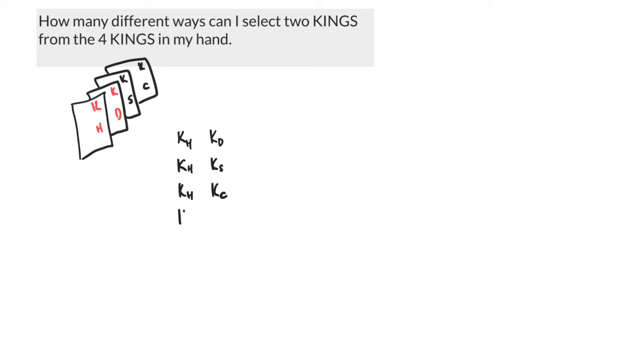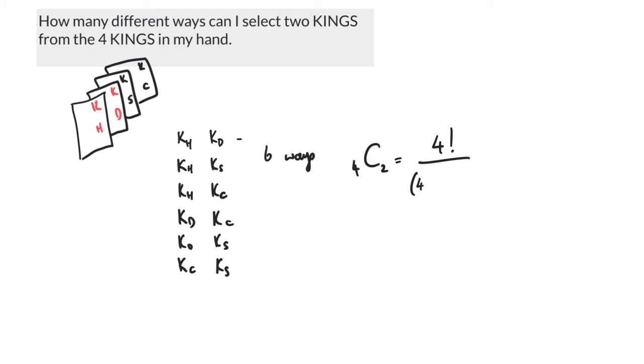What I can't do now is choose the king of diamonds and king of hearts because I've already got that here. So it's king of clubs and king of diamonds, king of spades. And the last one is the king of clubs, king of spades. So quite clearly there's six ways. And with the combinations, it's just going to be equal to 4 choose 2, which is 4 factorial divided by (4 minus 2) factorial times 2 factorial. So it's 4 factorial over 2 factorial, 2 factorial, which is 6, 24 divided by 4.